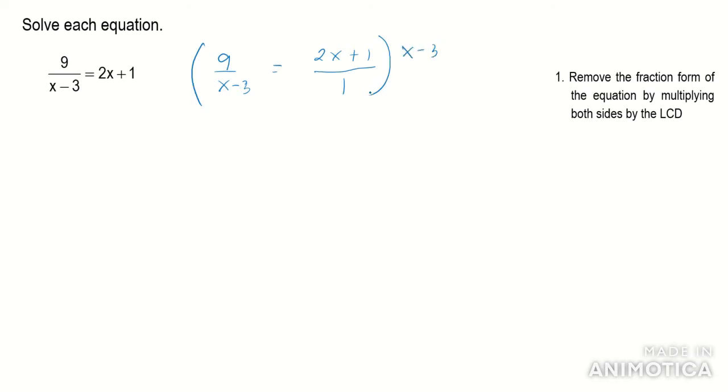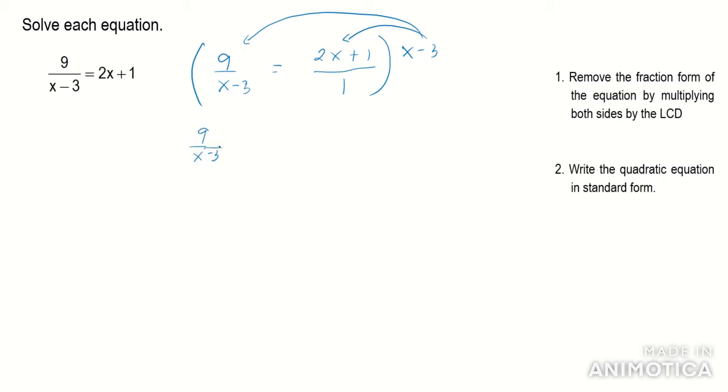Ma'am, bakit hindi kasali si 1? Okay, kung isali natin si 1 dito, wala rin siyang effect. Bakit? 1 times any number, it's the number itself. So, si x minus 3 pa rin yun. Okay? Anong kasunod natin gagawin? Okay? So, ang aim natin is to write the equation in quadratic, in standard form. So, we're going to multiply all terms to x minus 3. So, we have 9 over x minus 3 times x minus 3 is equal to 2x plus 1 over 1 times x minus 3.